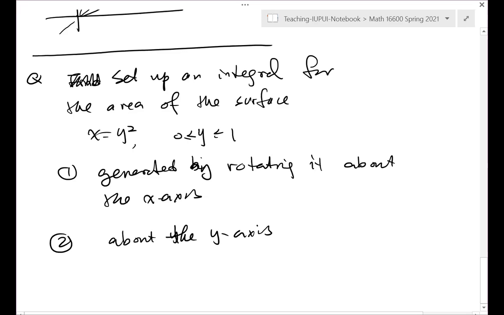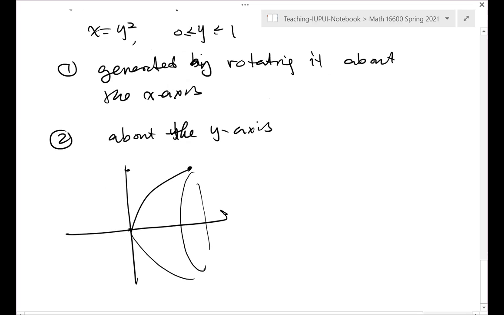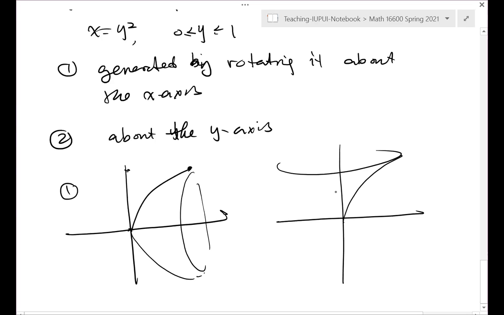So you're going to get two different pictures. About the x-axis, this is a curve from here to here, from 0 to 1. It's generated about the x-axis. That's the first one. The second one looks like that. Totally different graphs. You have to be careful when you read it.